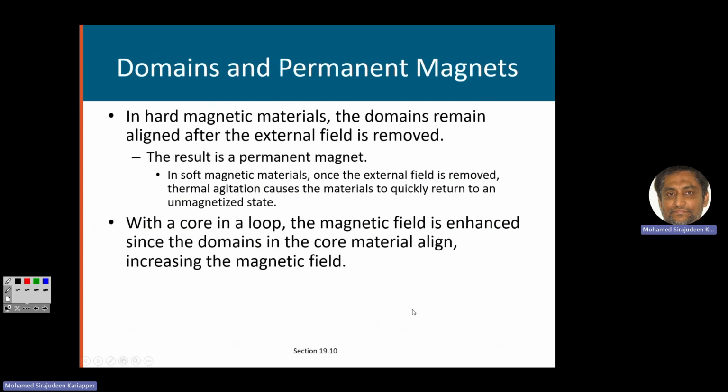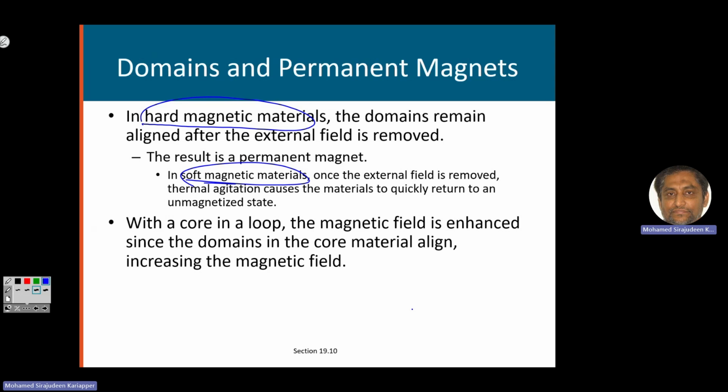At the beginning of this chapter, we talked about hard magnetic material and soft magnetic material. If you have a hard magnetic material, the domains, after we get them aligned, will stay magnetized even when the external field is removed. But for a soft magnetic material, once you remove the external field, thermal agitation, the heat energy from the environment, is enough to return it to the random state, so it will become unmagnetized.